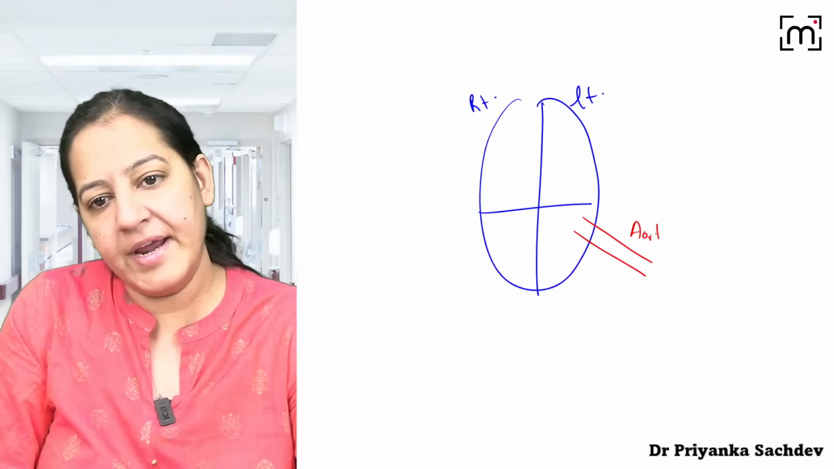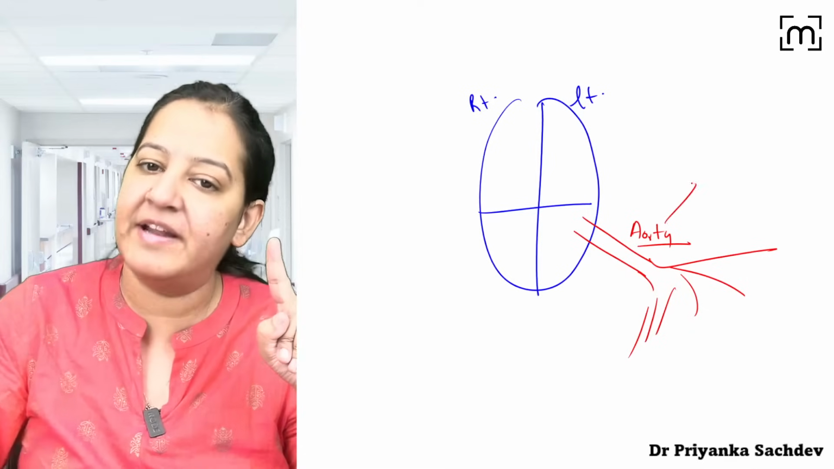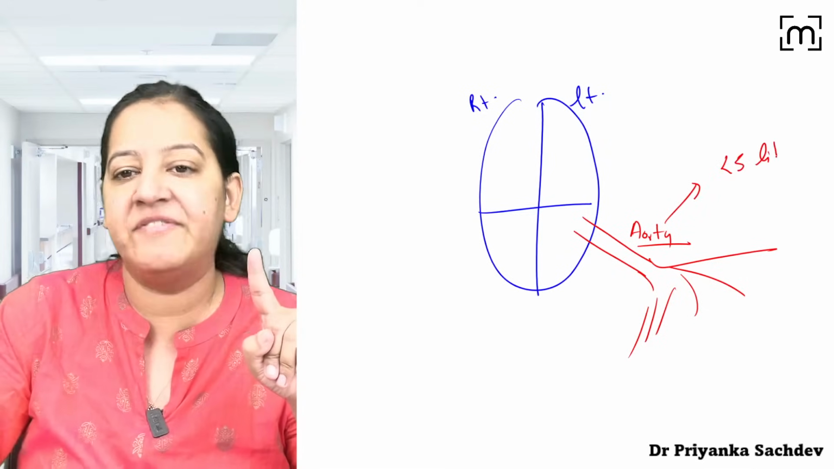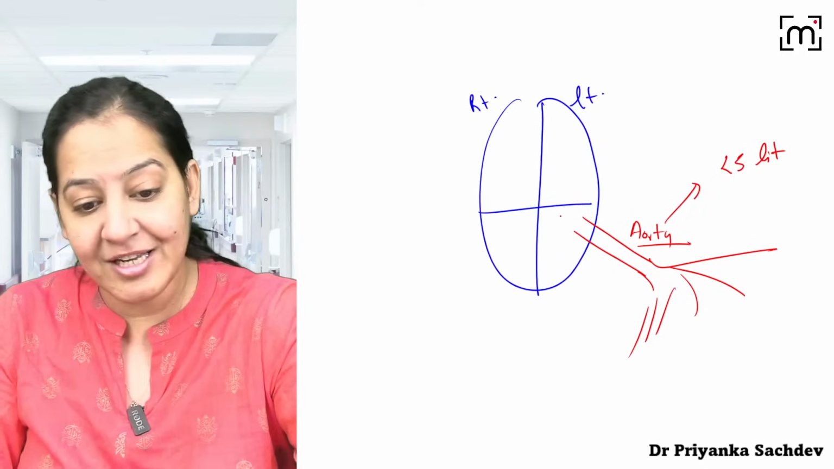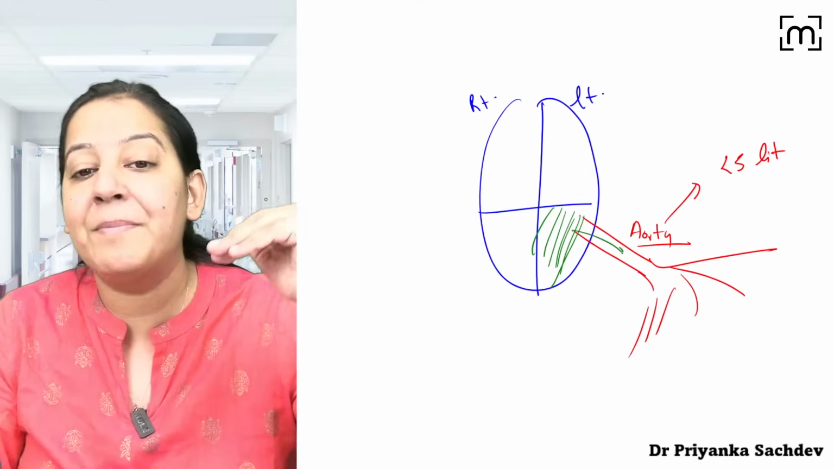This is the aorta, right? And this is supplying blood to all the organs. But the problem is that there is less blood in the aorta. The aorta has less than 5 liters of blood. That is the problem. The left ventricle is pumping properly. There is no problem in the pumping of the left ventricle. But the problem is that there is no blood.